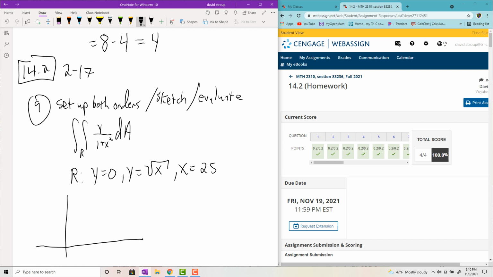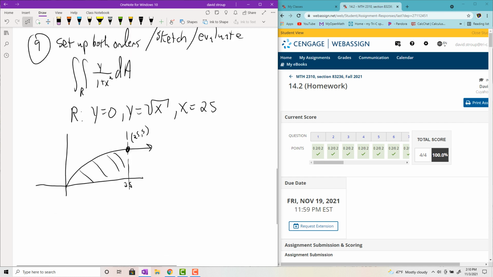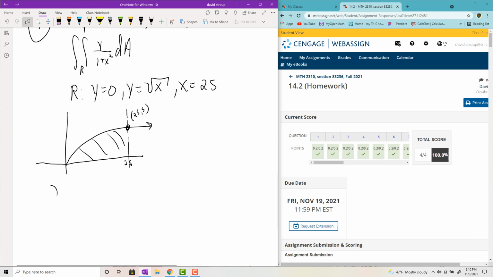Y equals 0 is the x-axis, y equals square root x is this curve here, and then x equals 25 is a vertical line at 25. We may need this point, so let's figure that out. That'll be 25 comma 5. This is the region we're integrating over. Okay, so we need both orders.